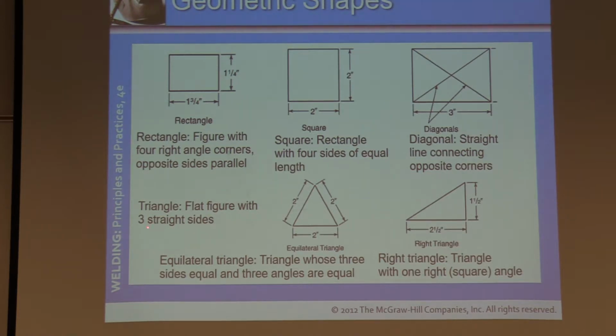Triangle. It's a flat figure of 3 straight sides. So this is an equilateral triangle where all 3 sides are equal and all 3 angles are equal. Okay? This is a right triangle where one corner is square. So when we say square, we know that this angle is 90 degrees.